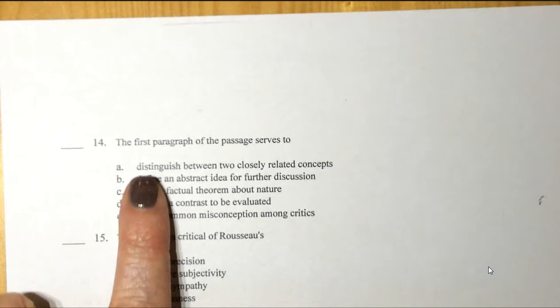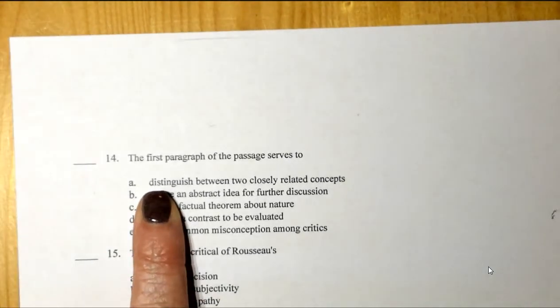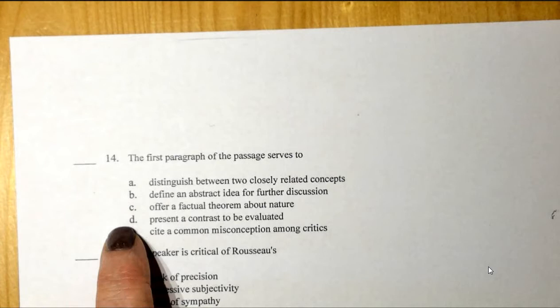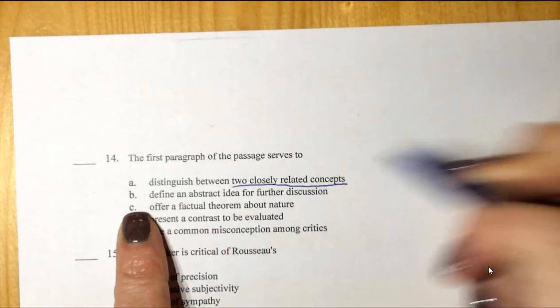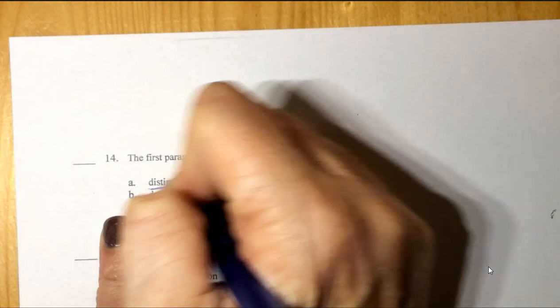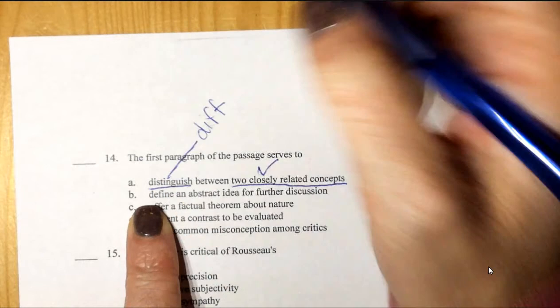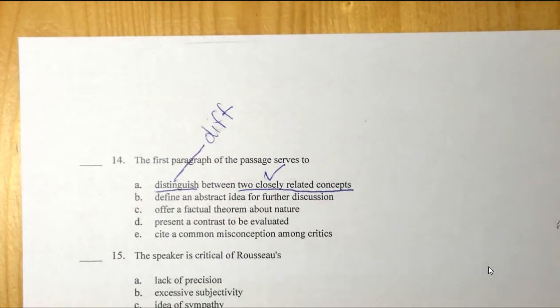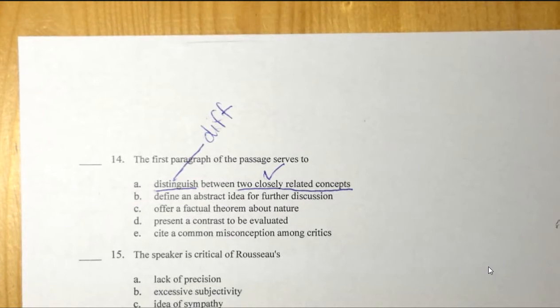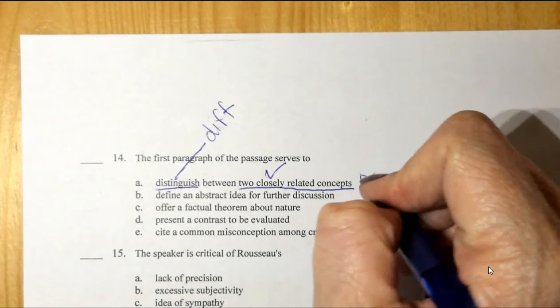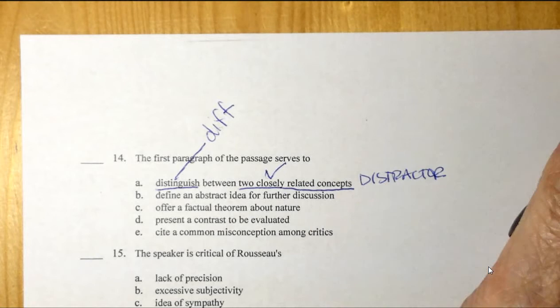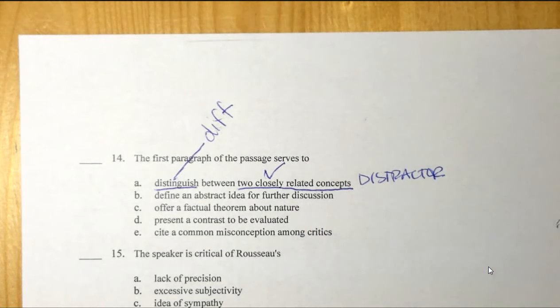So A, distinguish between two closely related topics. Okay. Are there two closely related topics? Yes. What does it mean to distinguish? To tell the difference between. So you're looking at the difference. Okay. So are we looking at the difference? No. So what I would call this is a bit of a distractor. Why? Because remember, your distractors can be half right, half wrong. They could be correct, but not for the passage or the selection that you're looking at, or it can be correct, but just not as correct as something else.